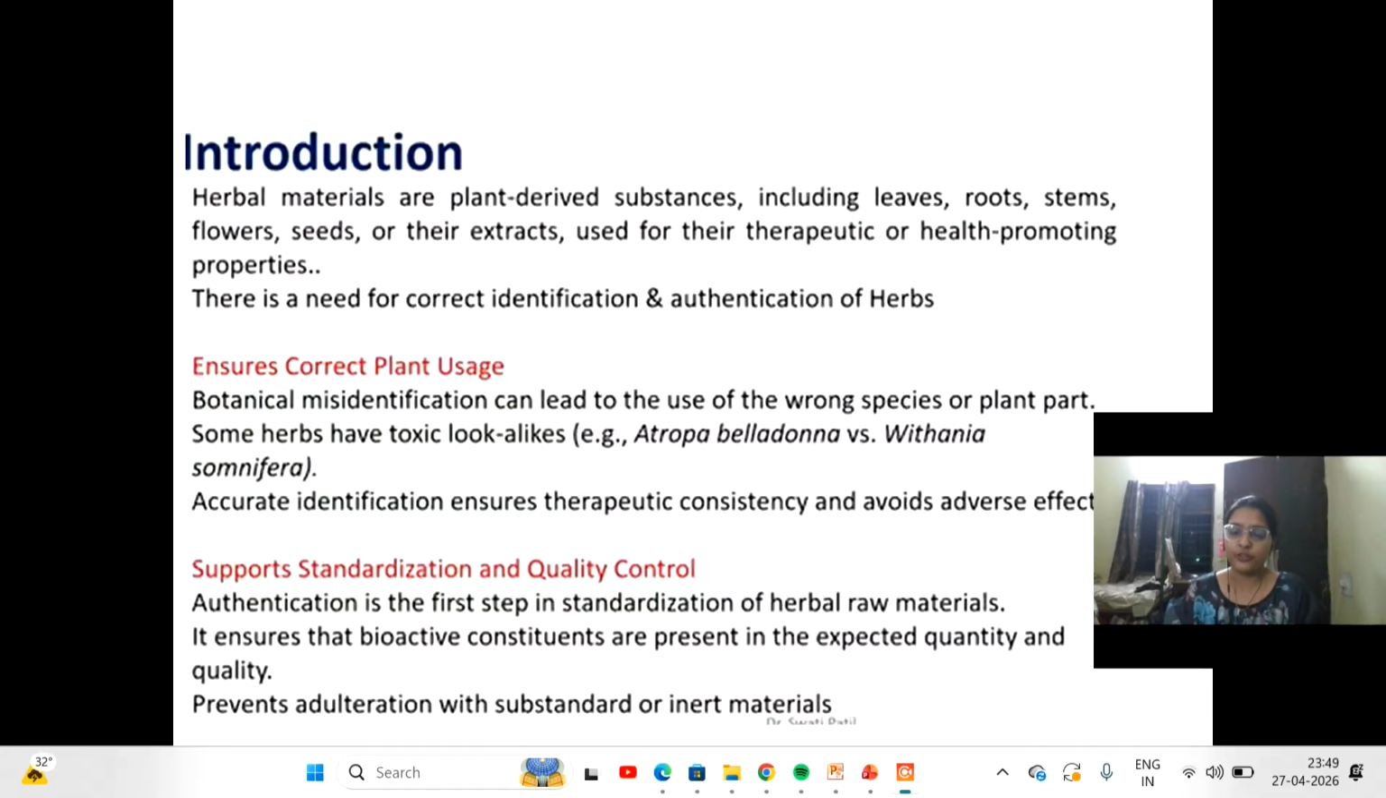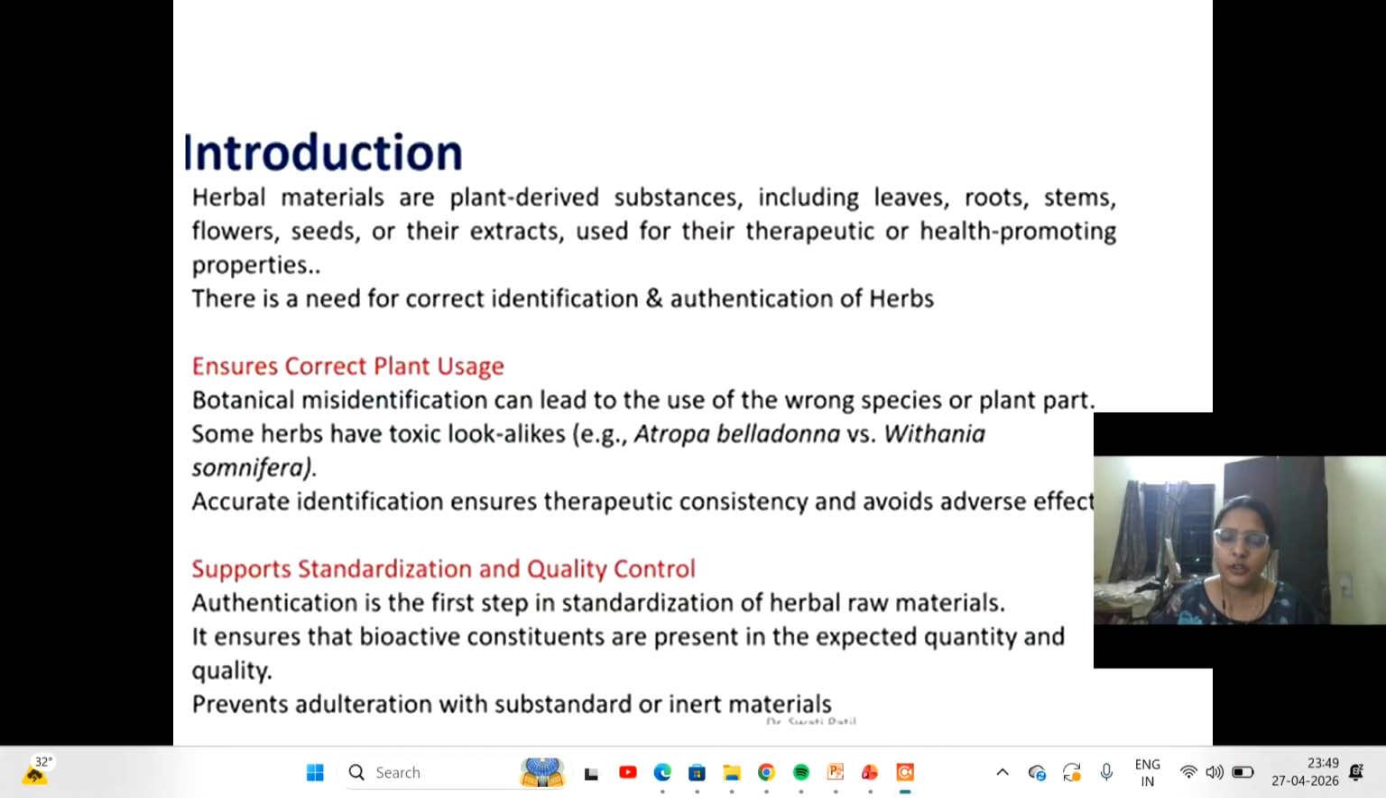Today's new video is on identification and authentication of herbal materials. We will look in detail at the study of herbal materials. So, in the introduction part, we see that herbal materials are plant-derived substances, including leaves, roots, stems, flowers, seeds, or their extracts, used for their therapeutic or health-promoting properties.